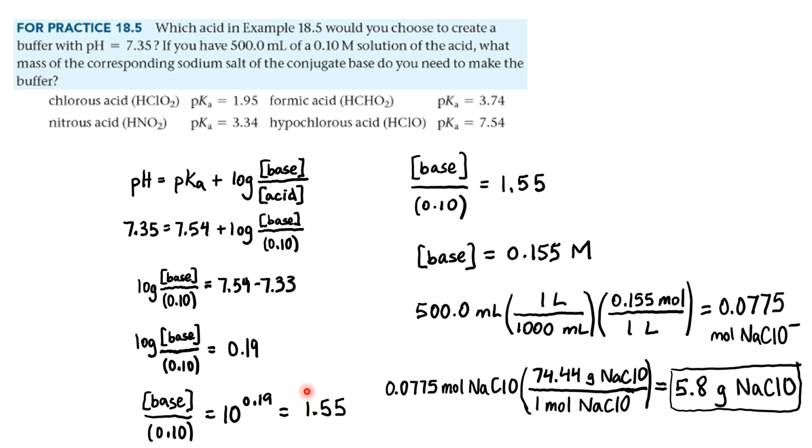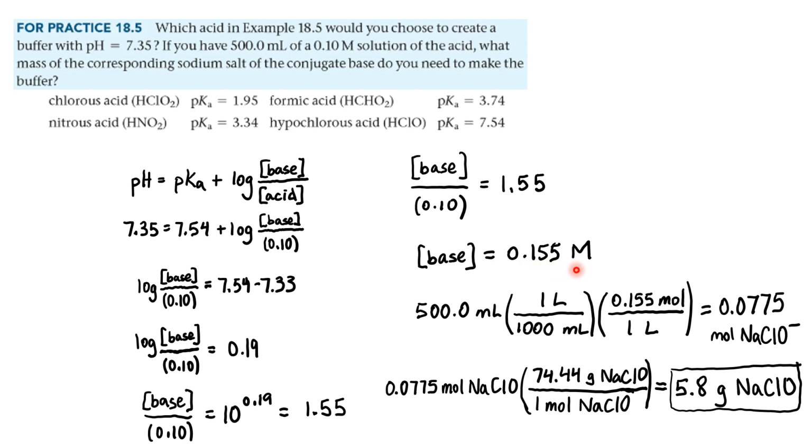Oh, no, we're not there yet. That's 10 to the 0.19. This is 1.55. We cross multiply over here. And now we get the base concentration as 0.155 molar. Okay? Well, they told you that they have 500 milliliters of this stuff, right? So this is not grams yet. The question wanted mass. But right now we're at molarity of the conjugate base.